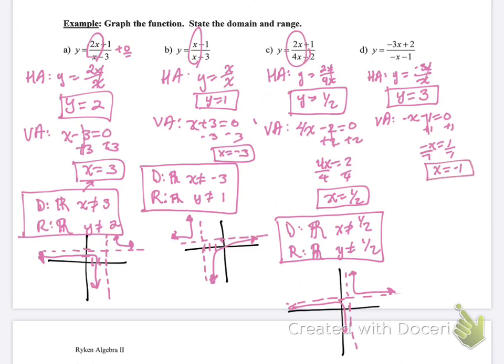Okay, once you have your x and your y, you can do domain or you can graph, doesn't matter. But domain is easy enough because it's all real numbers. X cannot equal, well, what is that x value? Negative 1. Range is all real numbers, and y cannot equal, well, what is that y value? 3. Right? And then you're ready to graph.